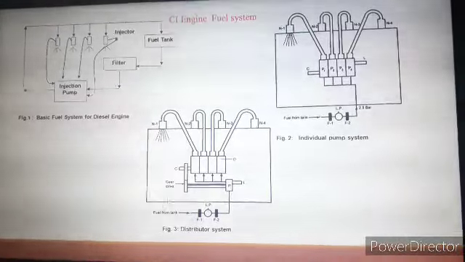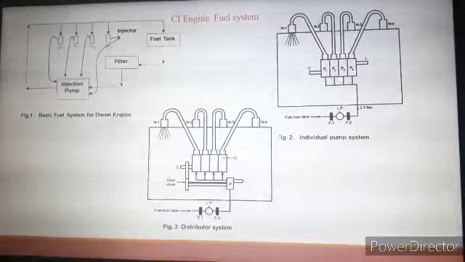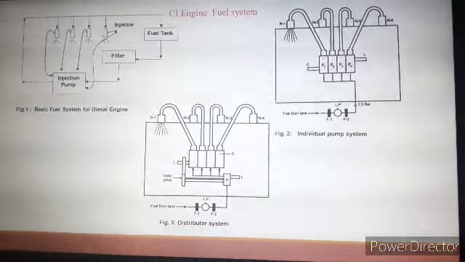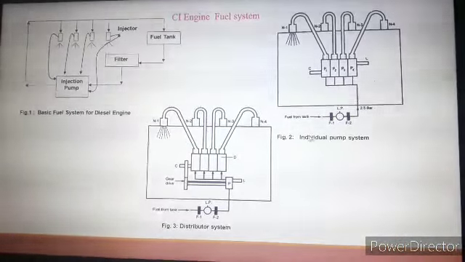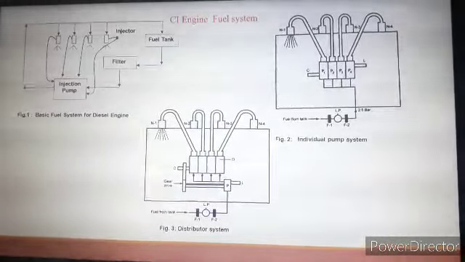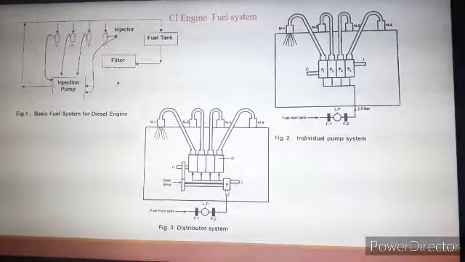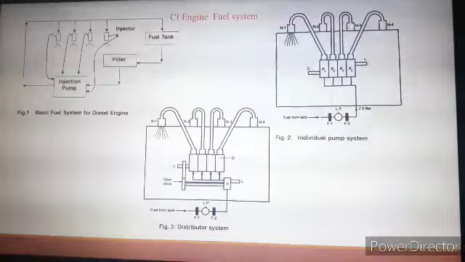Now next let us discuss about the distributor system. So what is the difference between this individual pump system and distributor system? Just observe these two figures in parallel. So here we will find that in case of the individual pump system we have more than one pump, whereas in case of this distributor system we have only one pump, and fuel is sent to the respective nozzle through one pump.